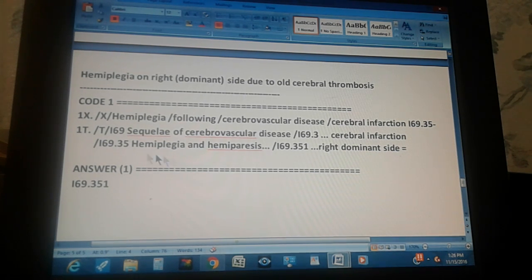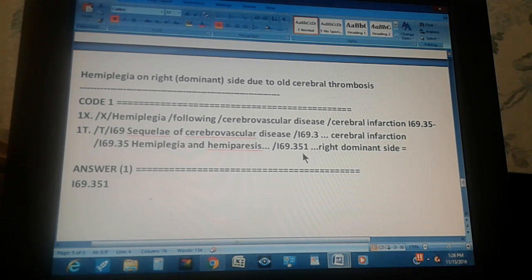So let's go to the tabular. The code is checked through the tabular like this. First you go to the tabular. Then you first start with I69. It says sequelae of cerebrovascular disease, which means what happens after a cerebrovascular disease, right? I69.3 is cerebral infarction sequelae. And I69.35 is hemiplegia and hemiparesis.